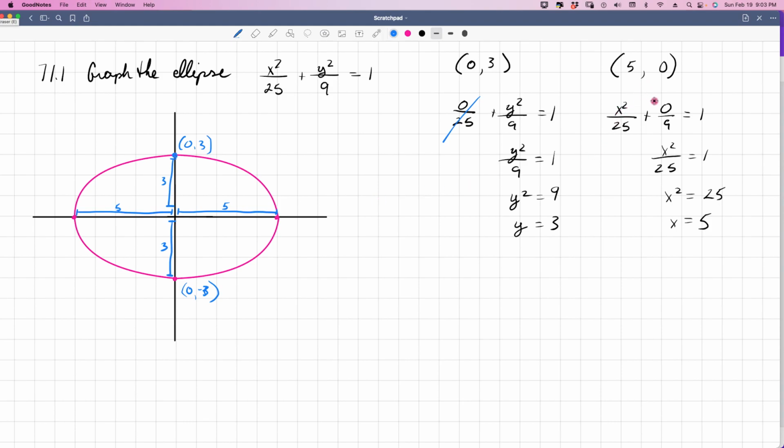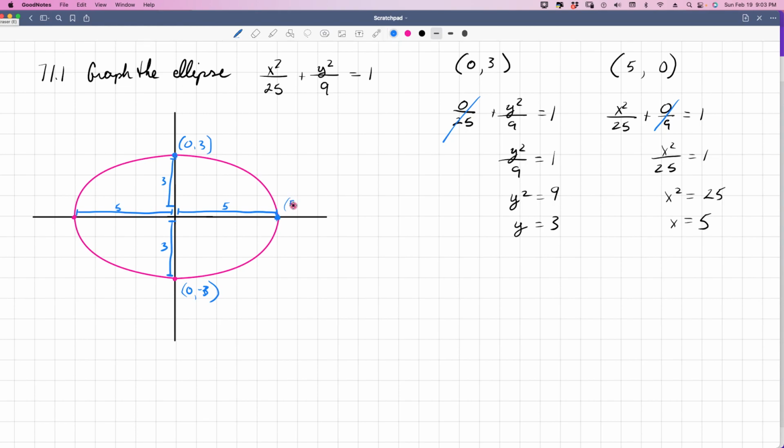And then we set y equal to 0 to find the value of x. That would go away, leaving x squared over 25. Multiply both sides by 25. X squared is 25. X equals plus or minus 5. We know length is always positive, so x is 5. So that means 5 and 0. So 5 and 0 is this point right here.